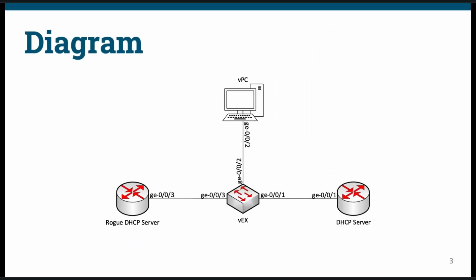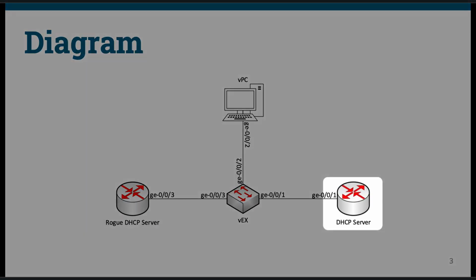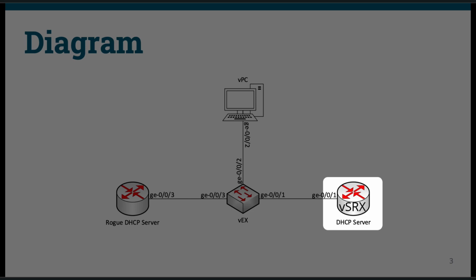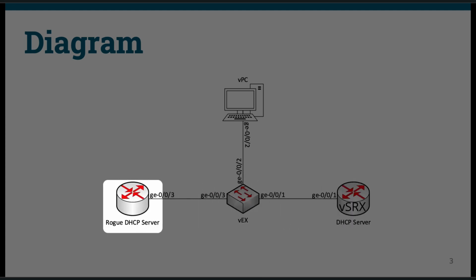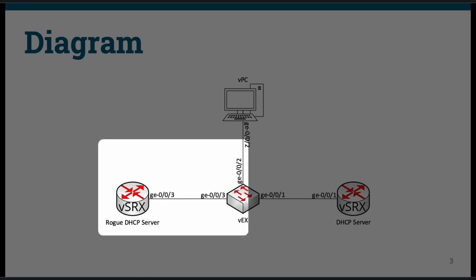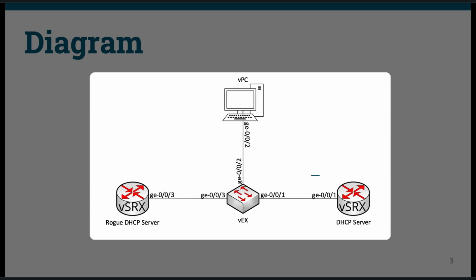In this lab demonstration, we have 4 devices. On the right, we have a VSRX, which is configured as a DHCP server. In the middle is a virtual EX switch, and on the left, we have another VSRX configured as a DHCP server. In this case, the DHCP server on the right is our trusted corporate DHCP server. This is the device that our network administrators have configured and has the correct routing information for our enterprise clients to function correctly on the network.